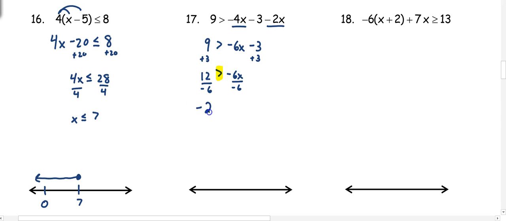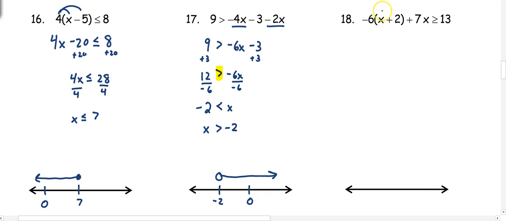So I now have negative 2 is less than or equal to x. Now remember, you have to have your variable first in order to graph. So we're going to flip this one more time so we get x is greater than negative 2. So on the number line, I'm going to put negative 2 somewhere. I'm going to put 0 to the right of that because 0 is bigger than our negative number. And at negative 2, it's going to be an open circle. And then I'm going to shade to the right because it's a greater than sign.